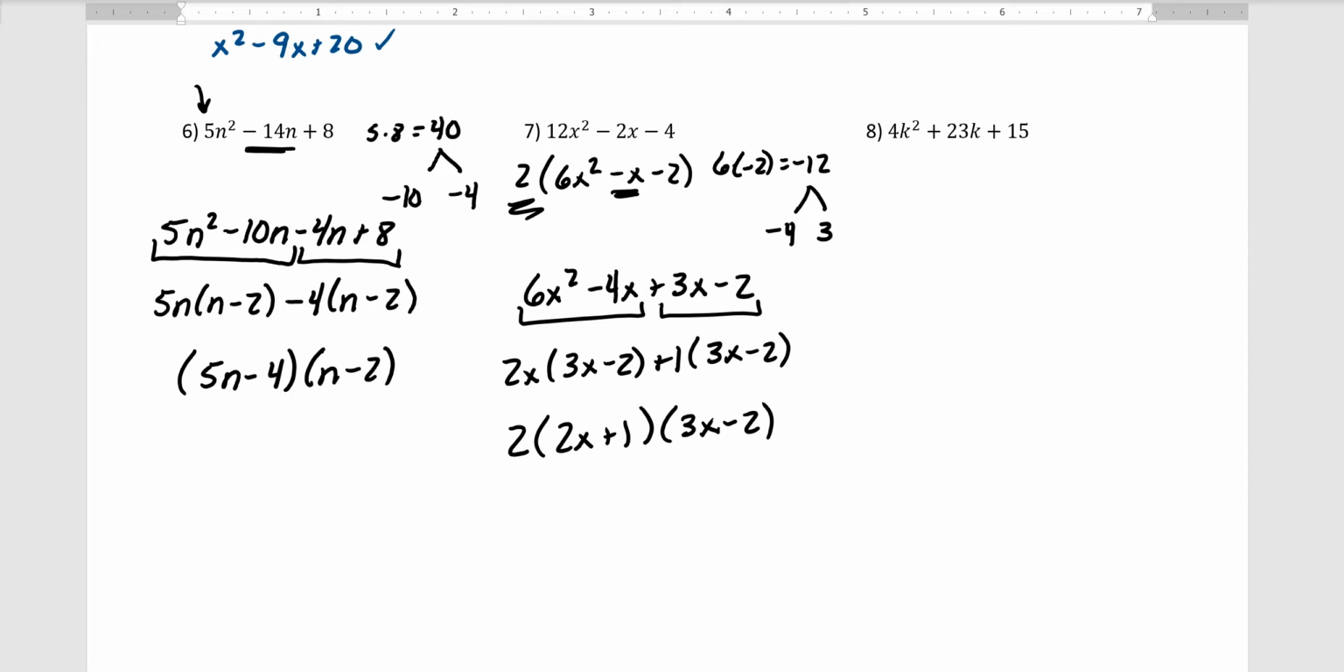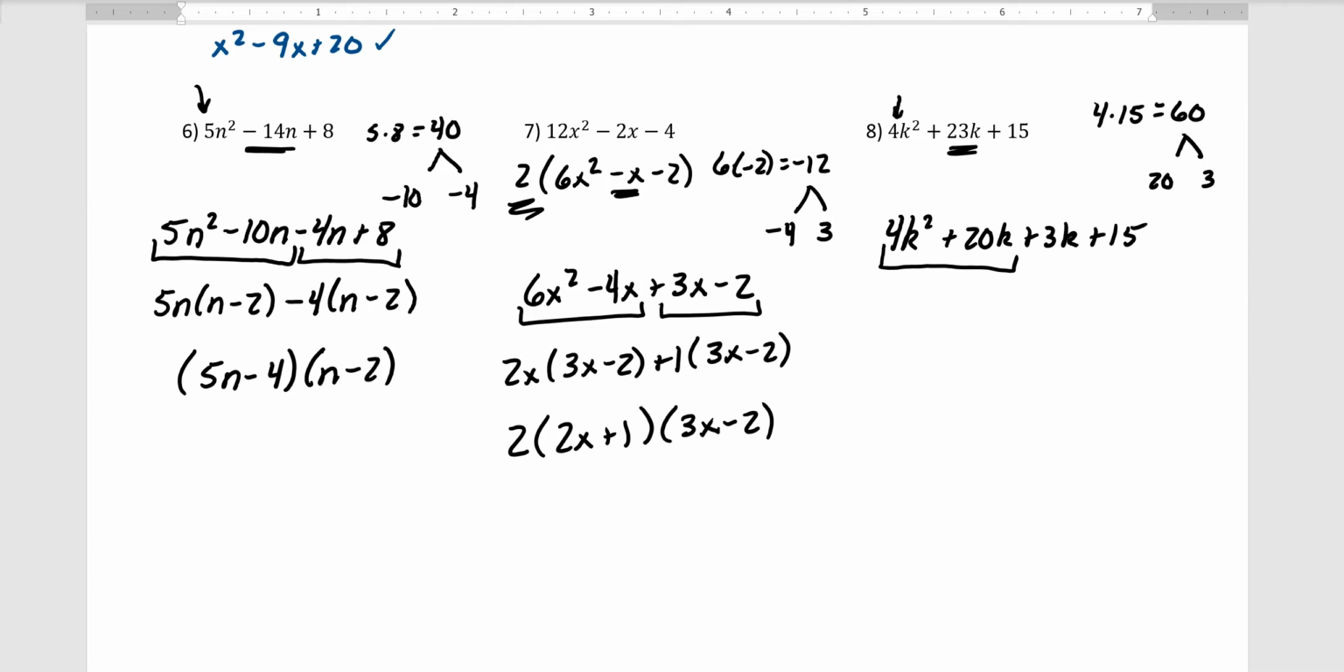All right, last one. Again, a is not 1, so we'll use the AC method. 4 times 15 is 60. Oh, boy. All right, see, now I'm going to get stuck. 60, that multiplies to 60, adds to 23. That would be 20 and 3, wouldn't it? So I'd say 4k squared plus 20k plus 3k plus 15.